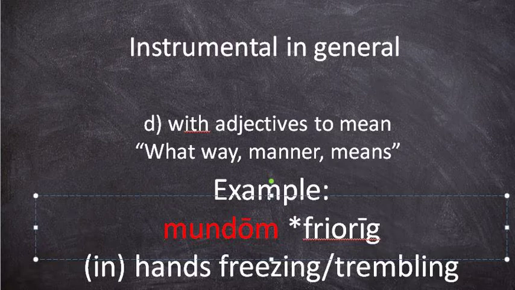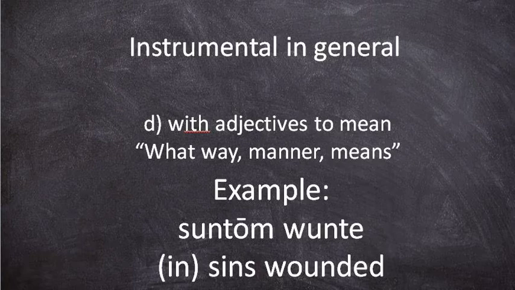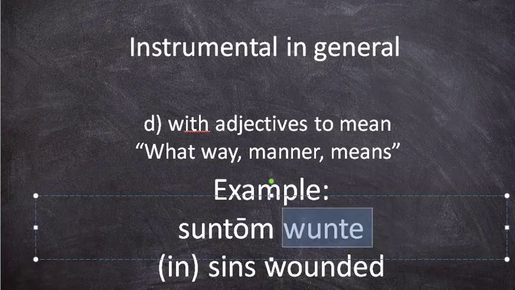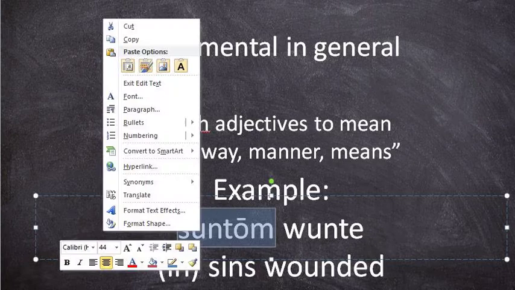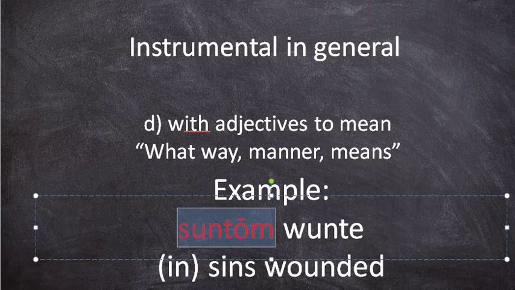And here's another example of the plural dative being used instrumentally. So we have suntom wunte, so in sins wounded, wounded in sins or what have you. So it gives us a very colorful and rich description of what's going on, really. So suntom wunte, this wunte is our adjective, and suntom is our instrumental, but on the surface looks dative. In other words, describing this would be like saying the plural dative used instrumentally, because the instrumental merged with the dative, so it's kind of hard to tell, unless somebody points it out to you, like this video. Anyway, let's move on.